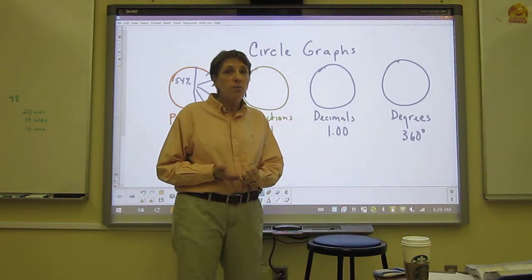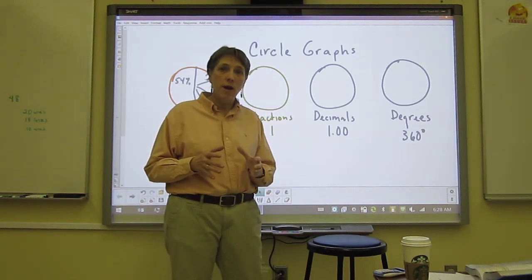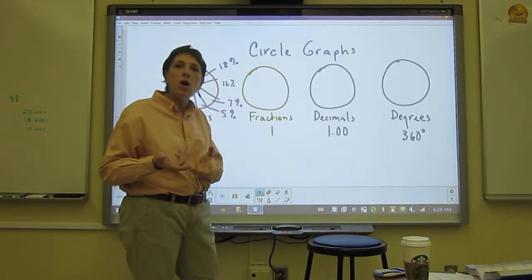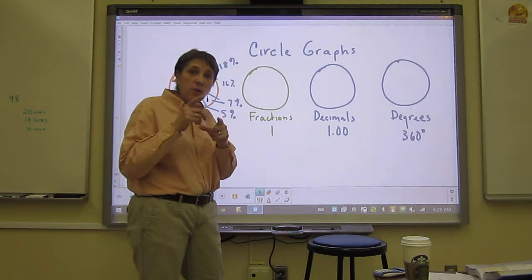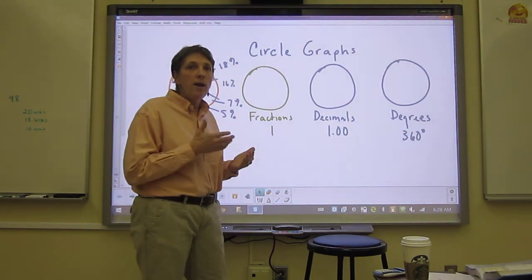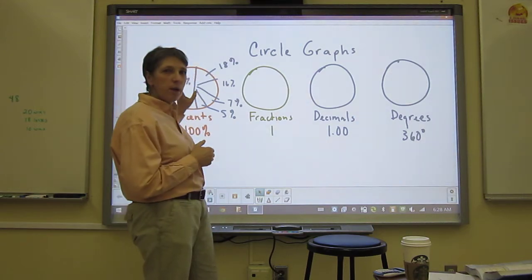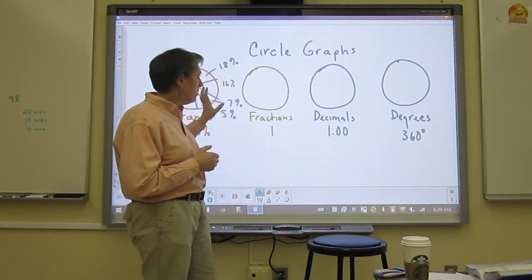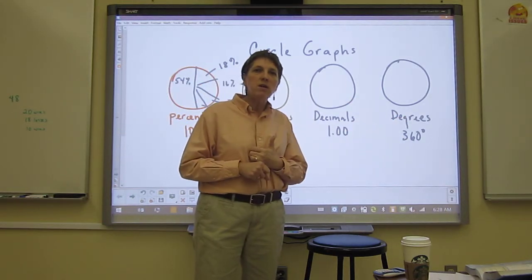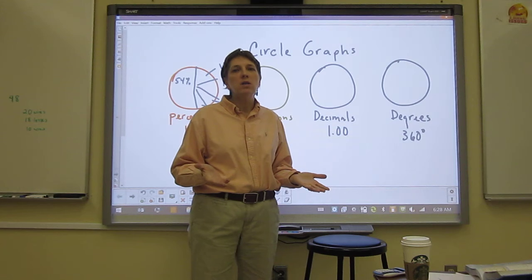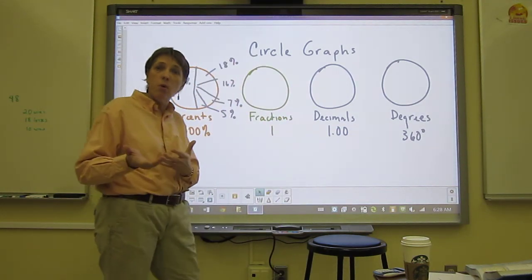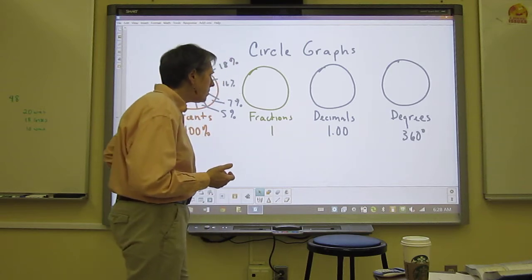The reason why that's important is, if I tell you the percentages and I say draw a circle graph, in order to get the right angles, you have to use a protractor and you have to find the degrees. So you have to be able to convert percents, fractions, or decimals into degrees. We can do that by simple multiplication or by using the percent equation if we're going to use the percents. Or proportions. It's the same thing.